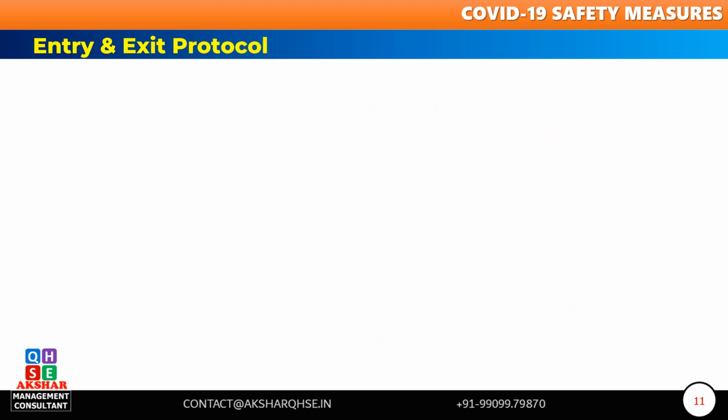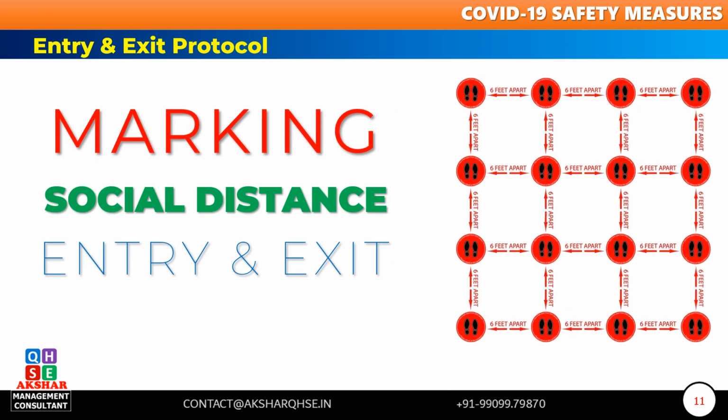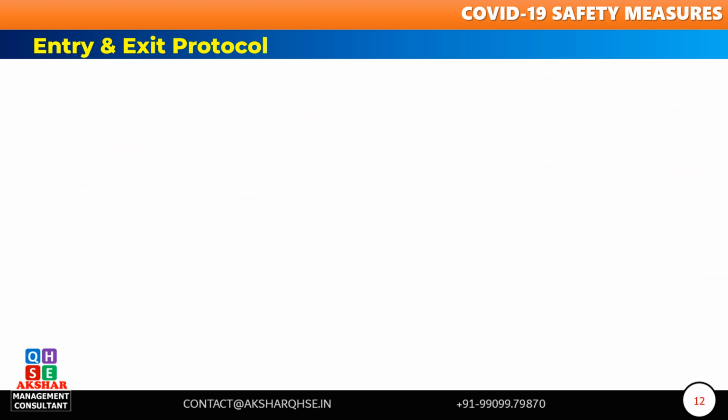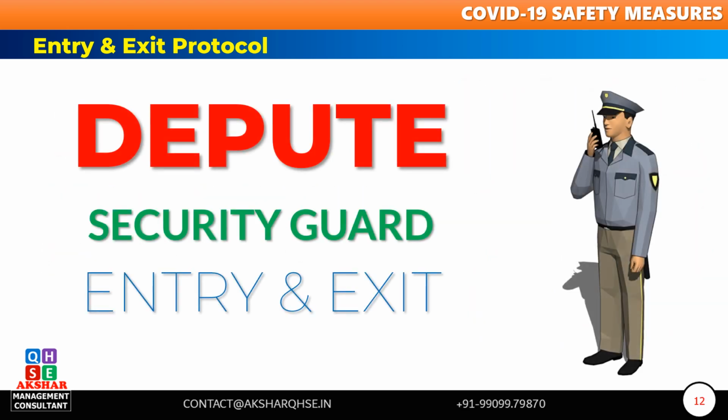To ensure social compliance during entry and exit, it is recommended that markings on the floor, on either side of the factory gate, are to be ensured as indicated. Thus, it helps people to move with social distance from each other. It is always recommended to depute someone or a security guard during such peak times of entry and exit to ensure compliance with social distance.